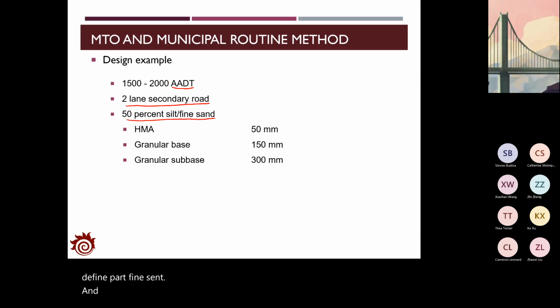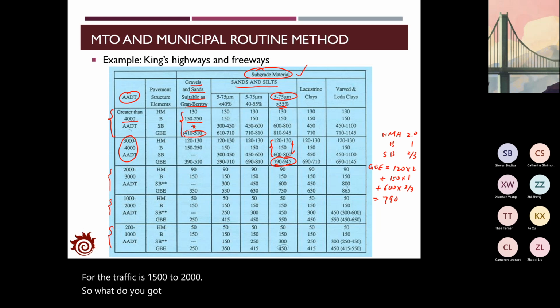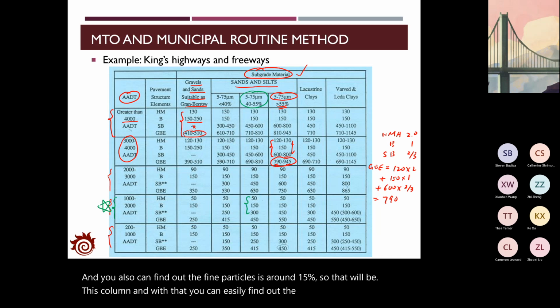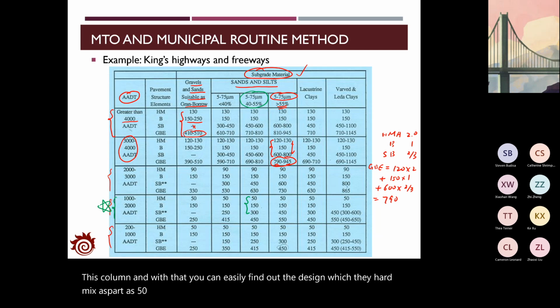If we go back and check the previous table, you will be able to find the appropriate design. First, you need to identify the average daily traffic. So the traffic is 1,500 to 2,000, and what you get is around this category, and you can also find that the fine particles are around 15%. So that will be this column, and with that you can easily find the design: hard mix asphalt at 50 millimeters, granular base at 150, and granular subbase at 300.